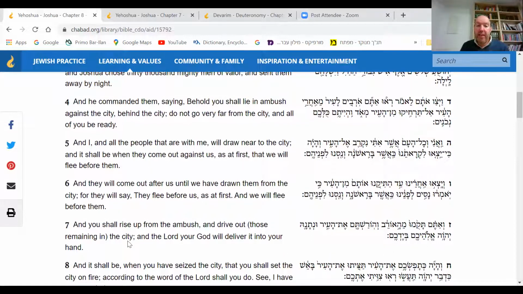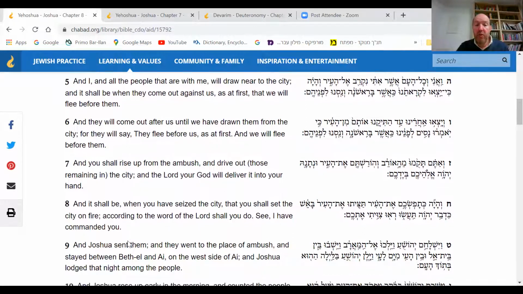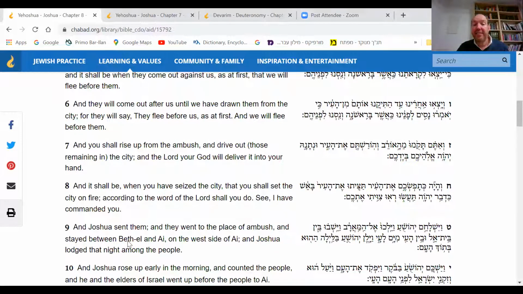And it shall be, when they come out against us, as at first, that we will flee before them, and they will come out after us until we have drawn them from the city. For they will say, they flee before us as at first, and we will flee before them. And you, he's talking to the ambush, shall rise up from the ambush and drive out those remaining in the city, and the Lord your God will deliver it into your hand. And it shall be, when you have seized the city, that you shall set the city on fire, according to the word of the Lord shall you do. See, I have commanded you.